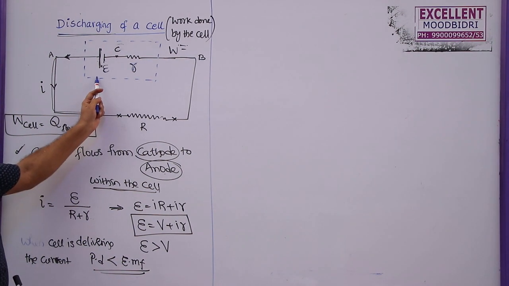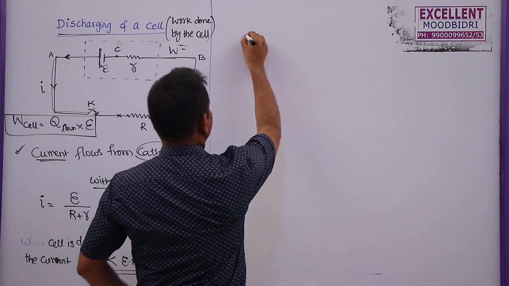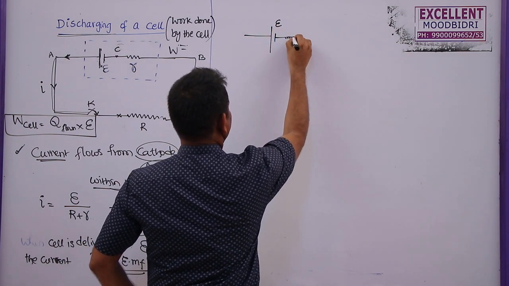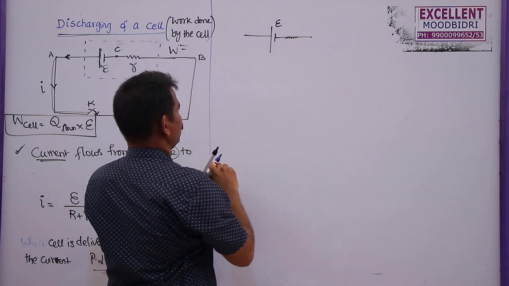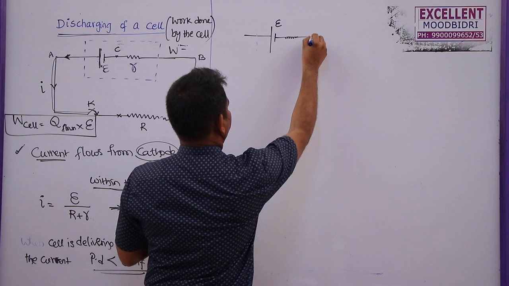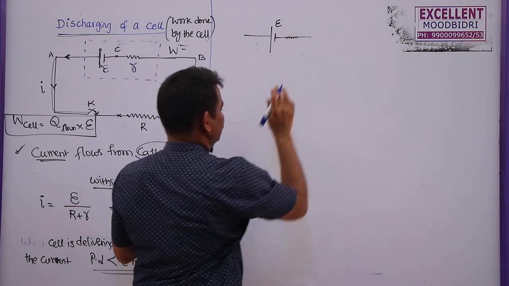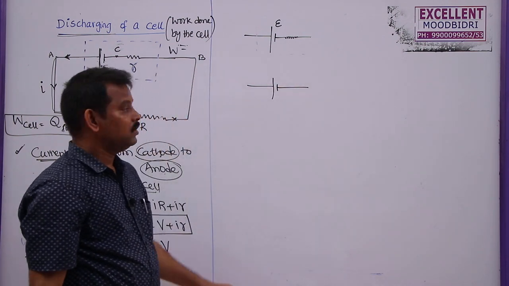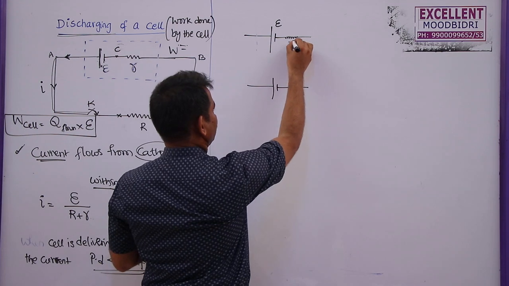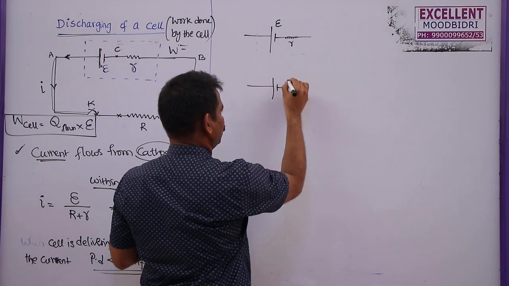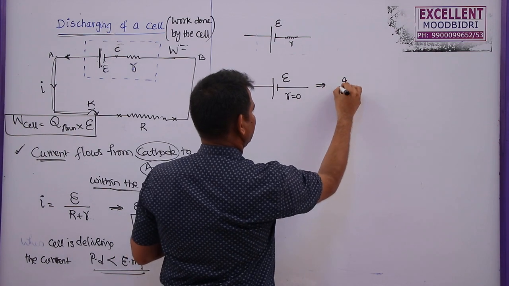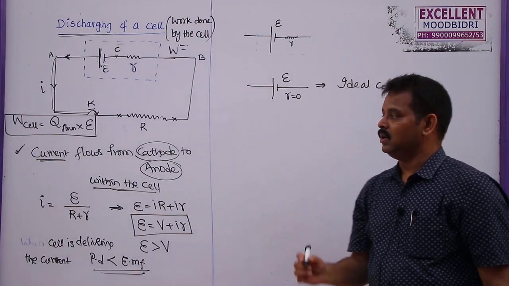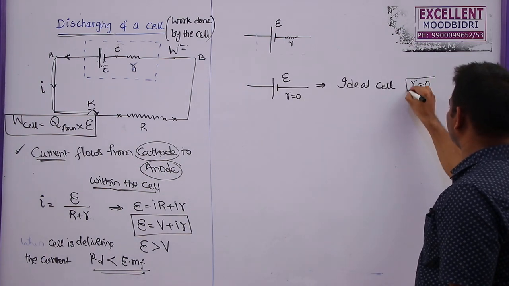If you consider any cell here, let me take a cell. This is a cell of EMF E and internal resistance r. As a whole, we will denote this as the cell. In some problems, sometimes the cell may be given like this only. That means it has no internal resistance. If the internal resistance of a cell is 0, then the cell is called an ideal cell. Please write down this point. For an ideal cell, the internal resistance will be taken as 0.